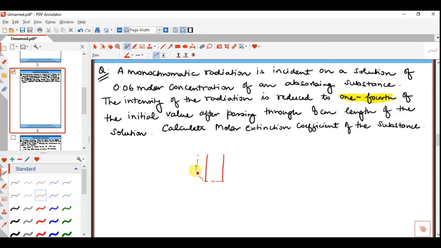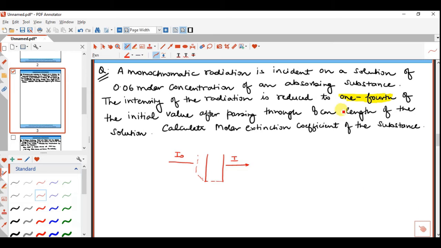Now suppose this is the cuvette. I'm passing a radiation over here. This is I naught, and from this side I is emerging out. What I'm trying to say is that the intensity that is emerging out has reduced to 1/4 of the initial value. That means I has become 1 by 4 I naught. Okay, so I is equals to 1 by 4 I naught.